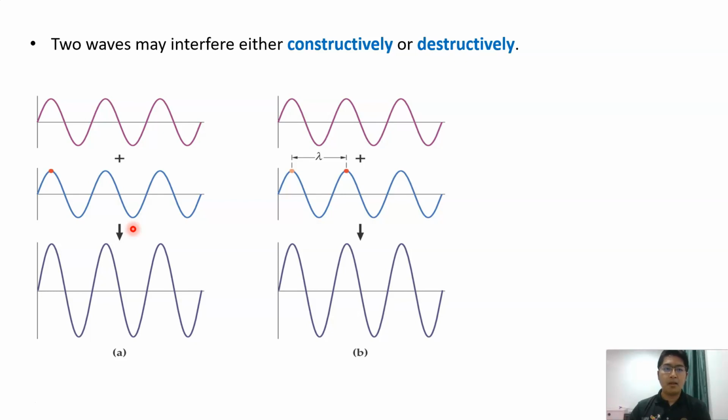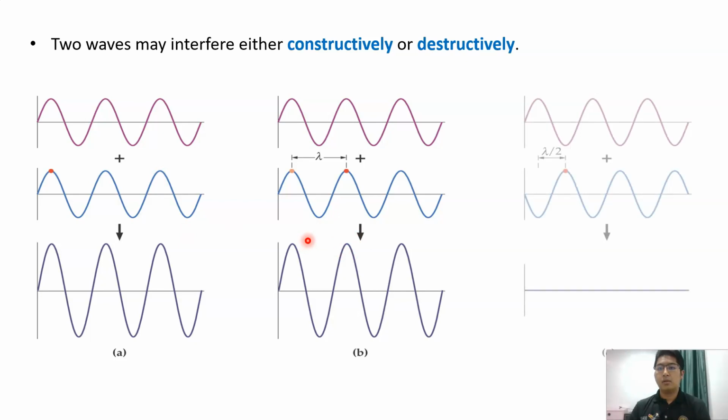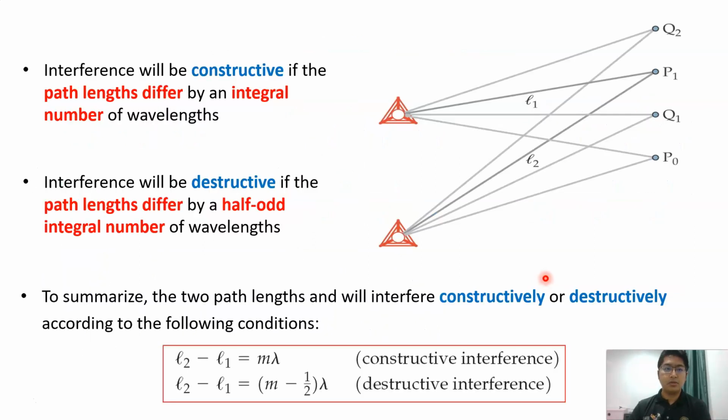And of course they have the same wavelength. This is the first peak of the first wave, and the second peak similar to the first peak, the second peak of the second wave. So constructive interference will occur. And then another example is for destructive interference, where they have the same wavelength but they are out of phase. So destructive interference will occur.